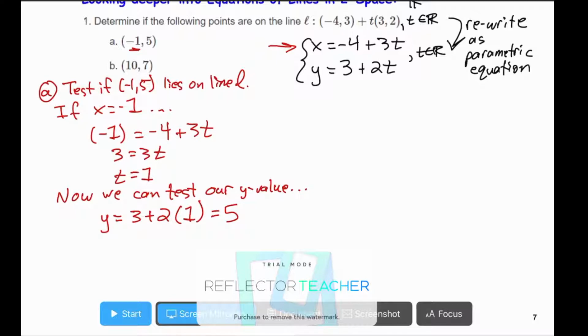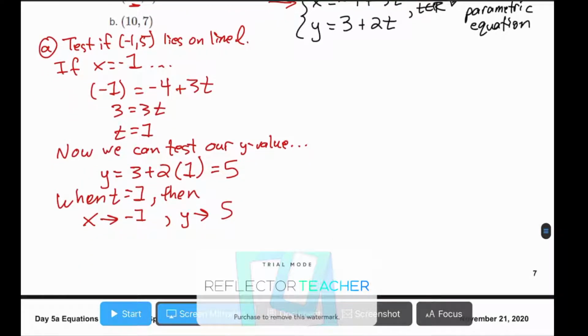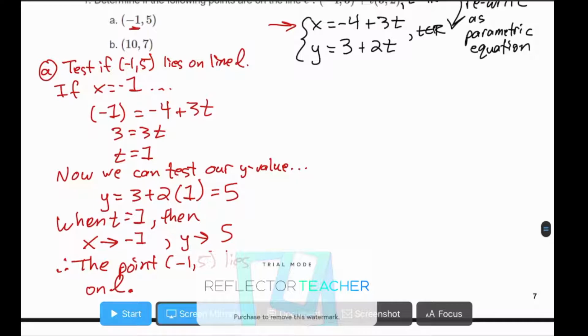Yes. We saw that when t equals 1, then the x component here is -1, and the y component is 5. So that tells us, therefore, the point (-1, 5) lies on our line. I'll just say lies on L, because that value was able to satisfy both of our parametric equations. Now let's try this for B, for the point given in B.